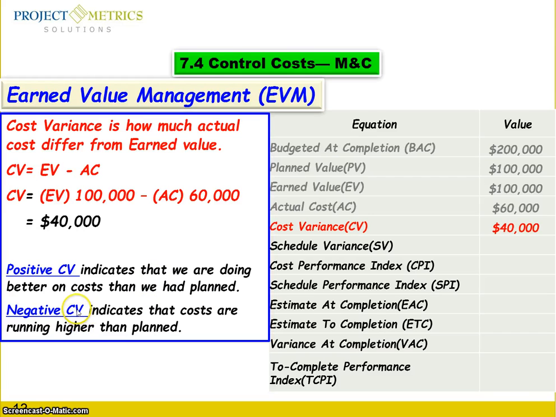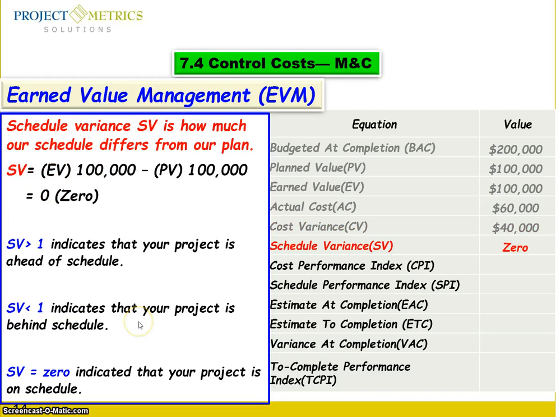A negative cost variance indicates that the costs are running higher than planned. Okay, how about the schedule? The schedule variance is how much our schedule differs from our plan. So you have earned value minus planned value. Just plug in the numbers, and you came up with 0.